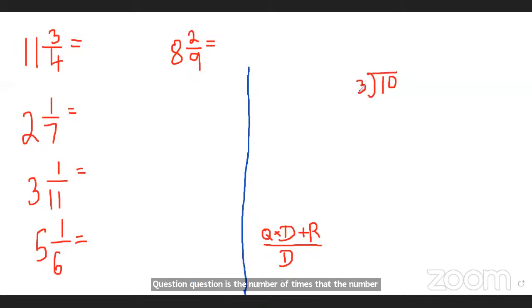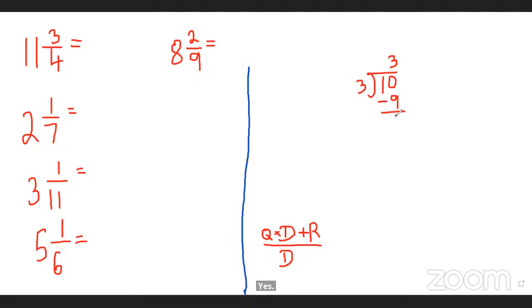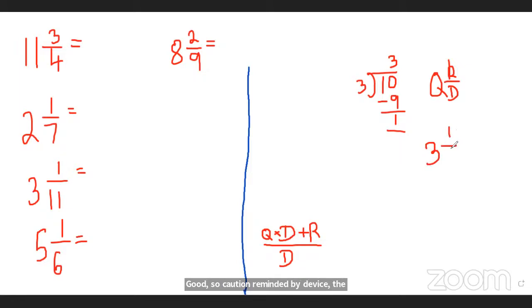So 10 divided by 3. What is the quotient? It's going to be 3. Yes. So minus 9 and 1. What is this 1 called as? The remainder. Good. So quotient, remainder by divisor. The quotient is 3, the remainder is 1, and the divisor is 3. Any doubts? No doubt, sir.